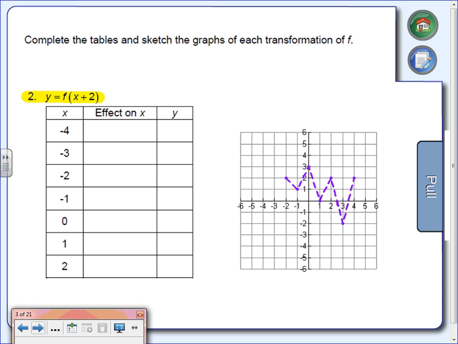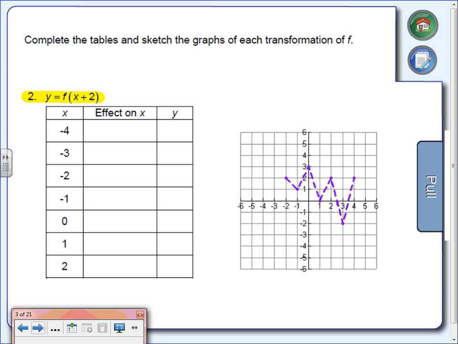Number 2, we have y is equal to f of x plus 2. So you'll notice they've given me a graph of the original function. That's the same graph that we got on the first page. We're going to see what happens when we add 2 to the x value. So here we go. Now, you got two columns here. You got a middle column. This is where we're going to put the process or what we're doing. The y values are the answers that we get.